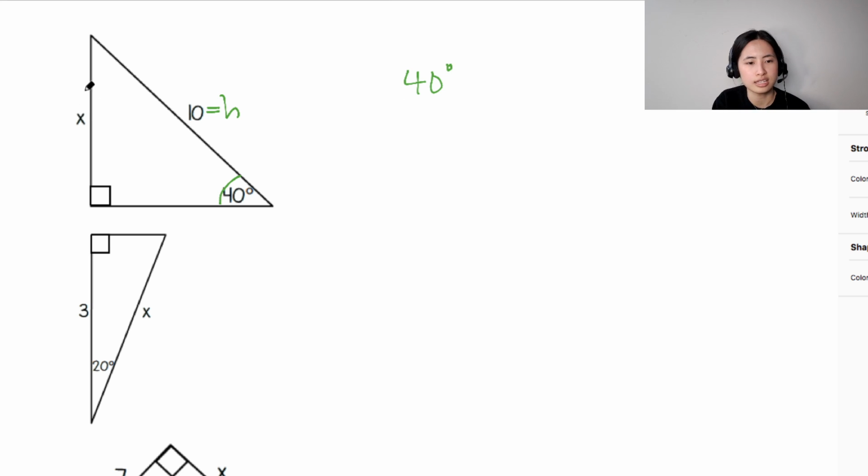So you have 40 degrees, and this is opposite. It's obviously opposite because the adjacent side would be here. So in that case, you know that this is going to be x. Therefore, sine 40 degrees is equal to opposite over hypotenuse, which is 10. That's why we're using sine to solve for this. So you can just multiply 10 times sine 40 degrees, which is x.